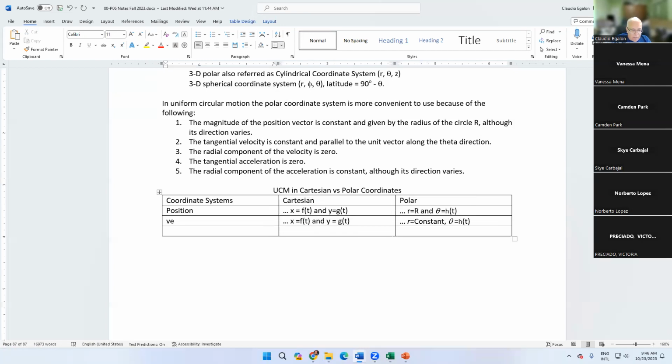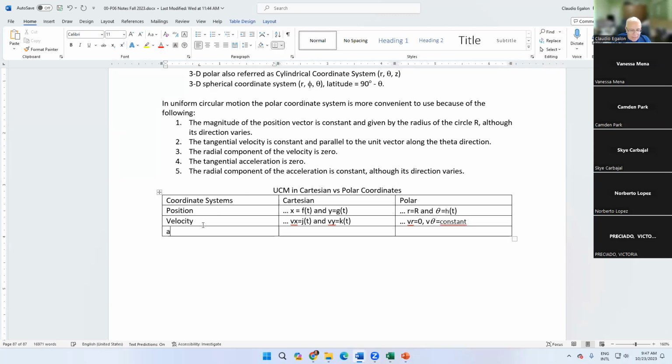Velocity. V sub x is also a function of t, and V sub y is also a function of t. That's the notation. In polar coordinates, V sub r is 0 and V sub theta is constant. See the difference?